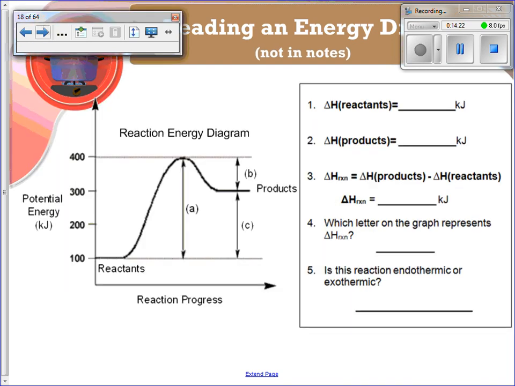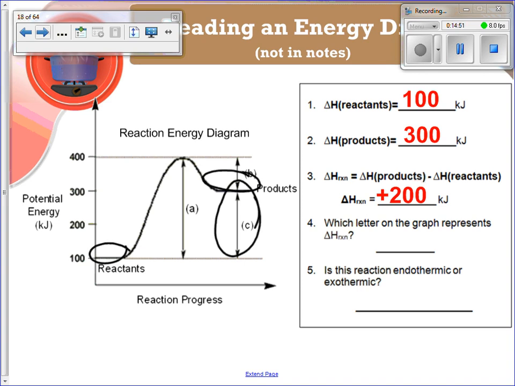Looking at a second one, the enthalpy change in my reactants is 100. Enthalpy change in my products, look at the graph, 300. If I take the overall change in enthalpy, it's going to be products minus reactants, so 300 minus 100, that's a positive 200 kilojoules. Which letter on the graph represents the change of H in the reaction? It's the difference between your products and your reactants, so it's going to be right here, and that's going to be C. And then this is going to be an endothermic reaction.